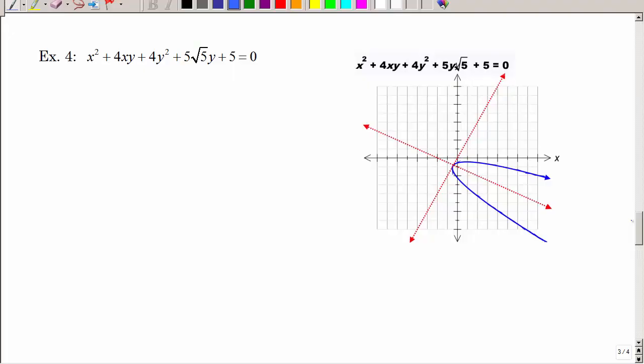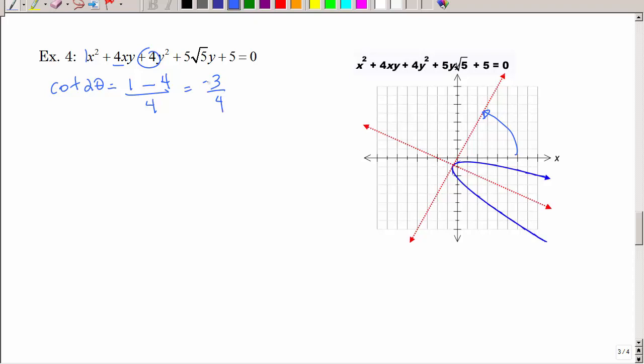Let's look at example 4. So we have a parabola. It's been rotated that angle. Go through the same thing. So cotangent of 2 theta is A minus C over B.